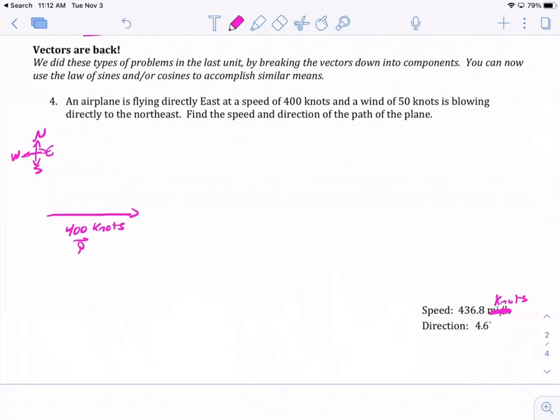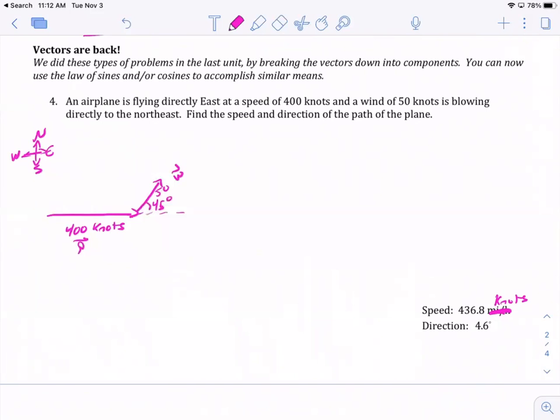Oh, we know of the wind. The wind is blowing at 50 knots directly northeast. If it says northeast, that means it's an angle of 45 degrees from the horizontal, right? So then I'm going to add the wind. The wind is here, and it has a length of 50, and this angle here is 45 degrees. And we would like to find the resultant speed and direction of the plane.